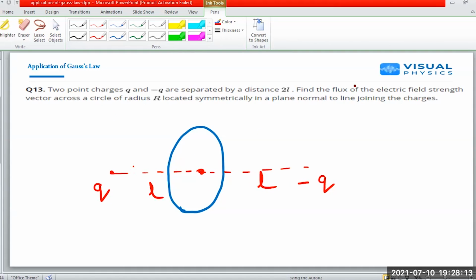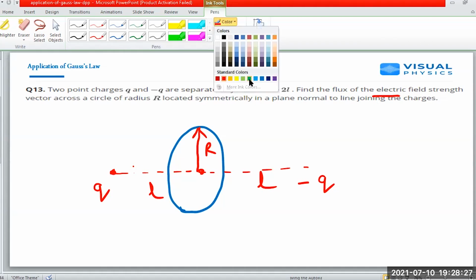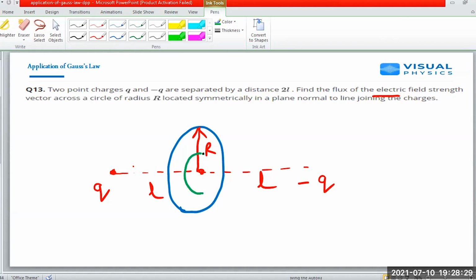I have to find the electric field strength across a circle of radius r. Okay. I know due to this Q, suppose I take a small disk. I'm just giving you the hint how to solve this question.